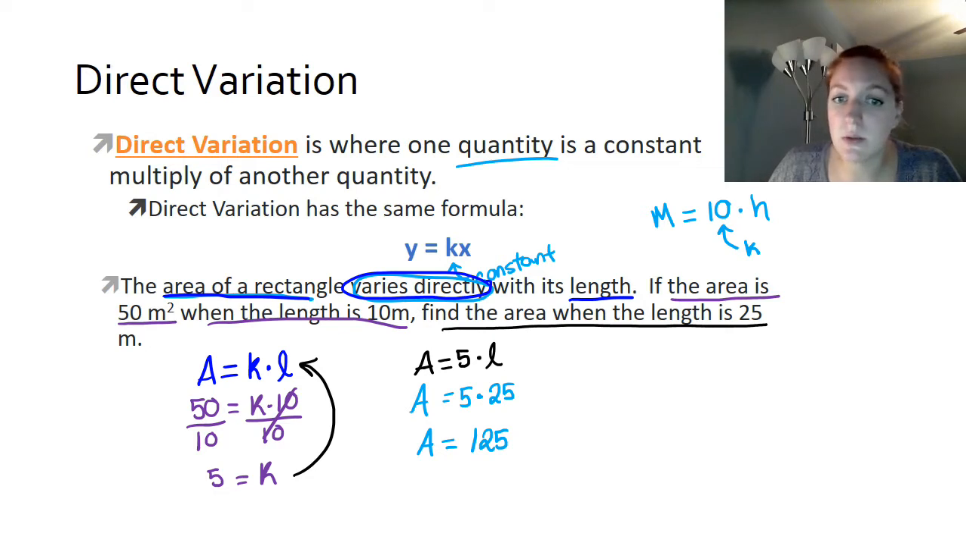Now, I know this is area. Area is meters squared or square meters. Okay, so that's just my units that I want to plop on there. Now, be very careful when you're doing these that you first always find k, plug it back in, and then you're allowed to find your second problem. So just be careful with that.